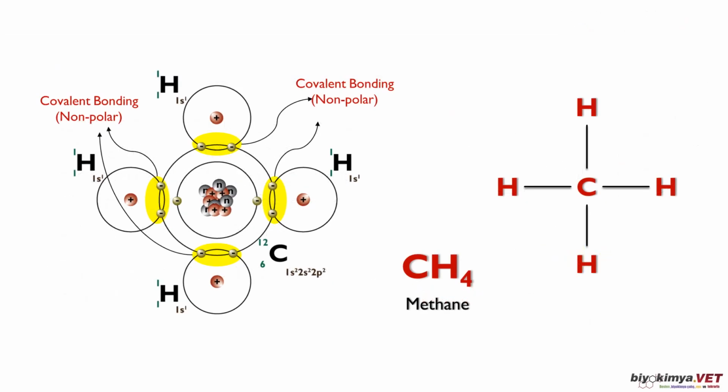Another important example here is methane, a natural gas and a hydrocarbon. Carbon forms four covalent bonds with four hydrogen atoms, and since there is no lone pair, the molecule is non-polar. So the bonds between carbon and hydrogens are all non-polar.